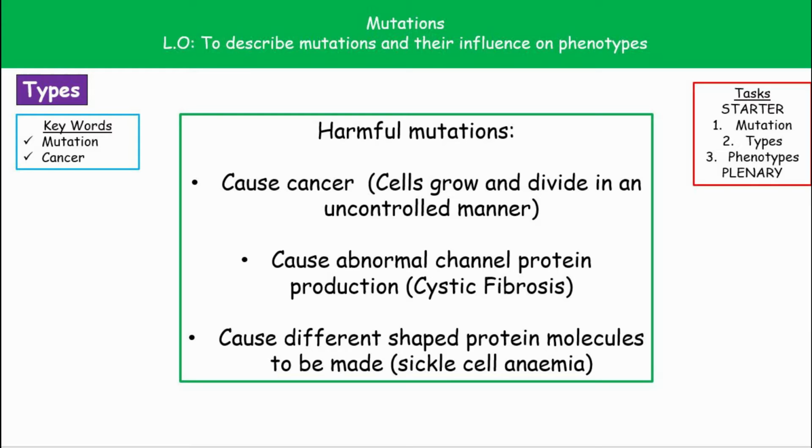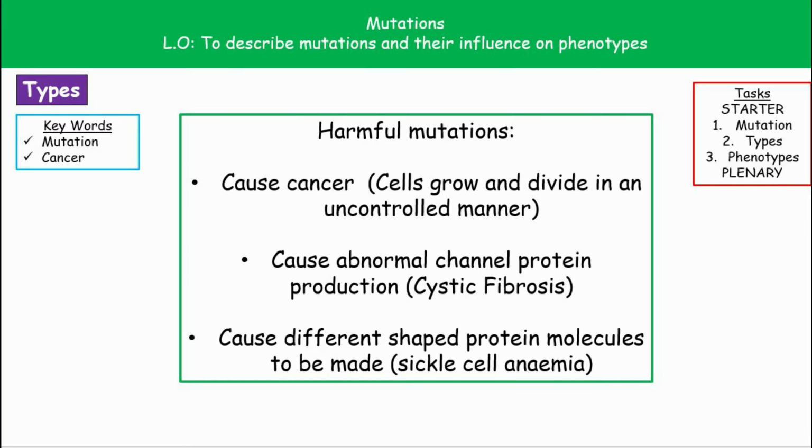Second harmful mutation are the ones that cause abnormal channel protein formation. Channel proteins, if we think back to our earlier biology work, are these kind of little channels that go through the cell membrane. So they're a specific shape to allow certain molecules to cross from one side to the other. And if that channel protein isn't produced normally, so we make a different shape or we don't make enough of them, for example, then we get problems in that process. A good example of a condition that is caused by this abnormal channel protein production is cystic fibrosis.